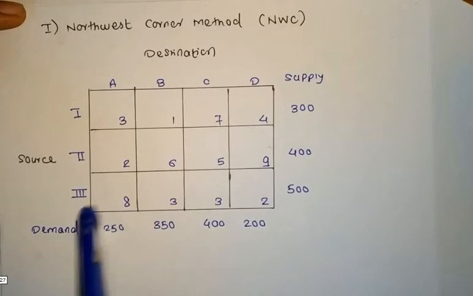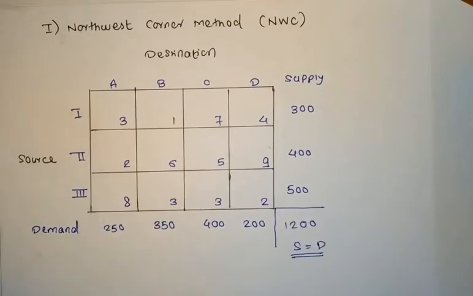In this problem, we have to define the sources and destinations. The sources are source 1, source 2, source 3, and the destinations are A, B, C, D. The supply values are: source 1 is 300, source 2 is 400, source 3 is 500. The demand for destination A is 250, B is 350, C is 400, and D is 200.